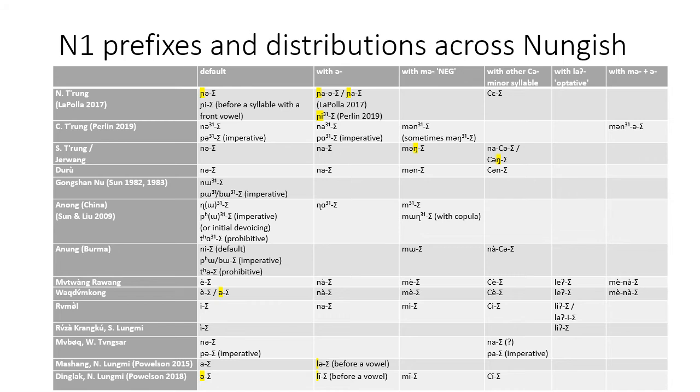You can read this in detail in the handout, but this compares a number of different Nungish varieties with those several contexts that we've just examined, with the addition of la, the optative prefix, and you can see that with the optative prefix, several of the varieties change the vowel to a or e, which is the form of the non-first person or marked scenario prefix in those varieties.